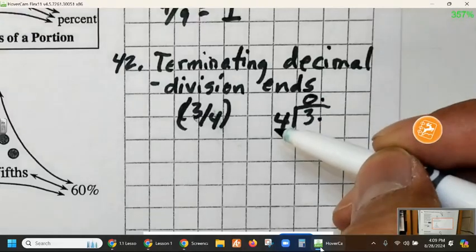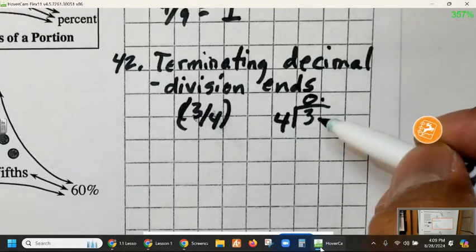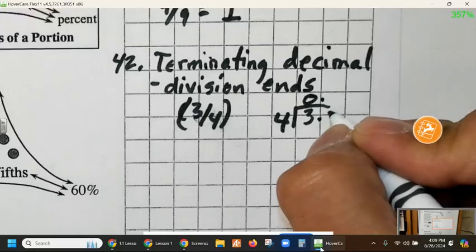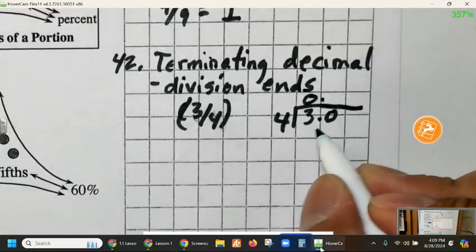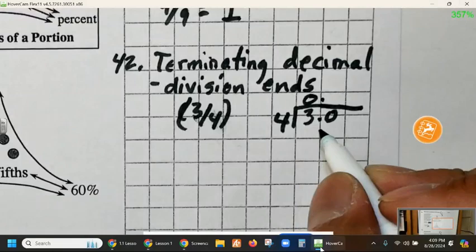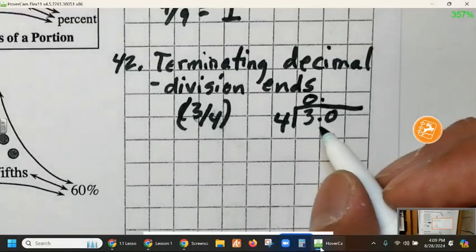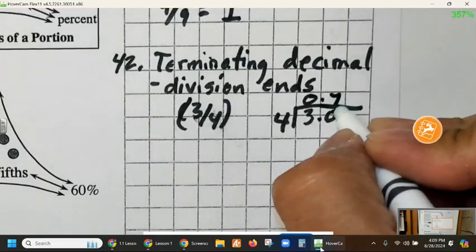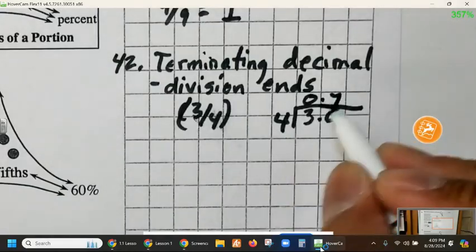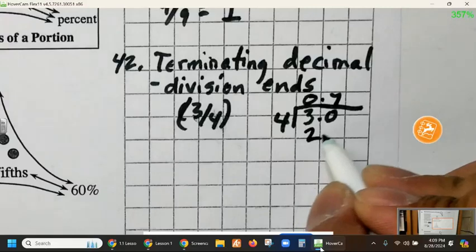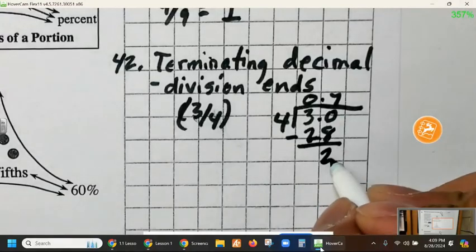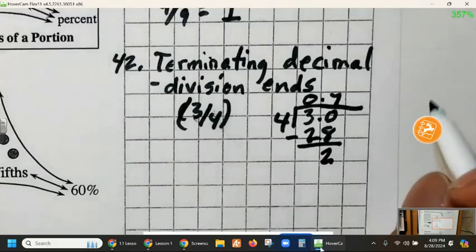So there are 0 4s in 3, and then we put a decimal point. Now we can start looking at the decimal part of it. So 3.0, we can look at it as a 30, right? So 30 tenths. How many 4s are in 30? That means we have 7 tenths. And then 7 times 4 is 28. We were taught to subtract, and we have what was called a remainder when we first learned the division process.